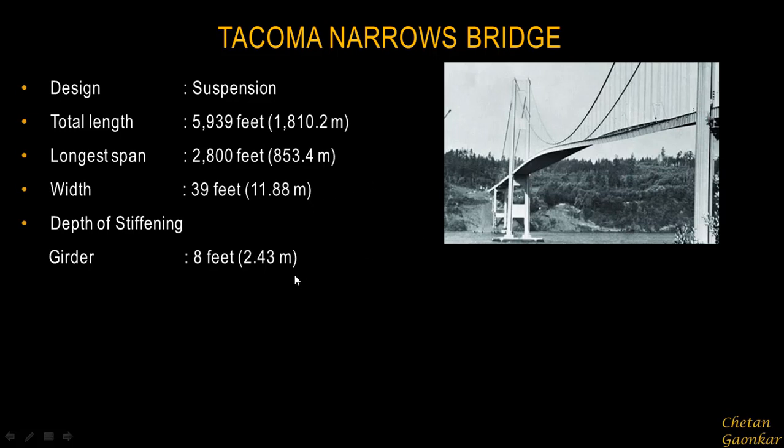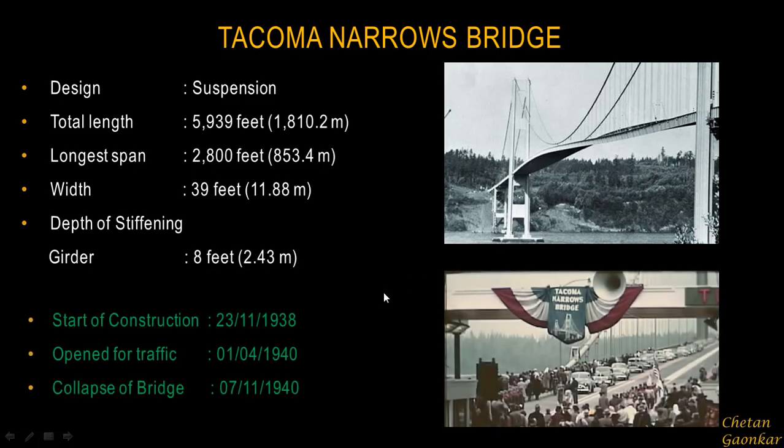Now, girders as deep as 2.43 meters were provided for this bridge in order to provide some stiffening to it. But the thing was, although the construction had started in 1938, it was opened for traffic on 1st of April 1940, and just after 4 months of opening, it collapsed very badly on 7th of November 1940. So within just 4 months, this bridge collapsed.